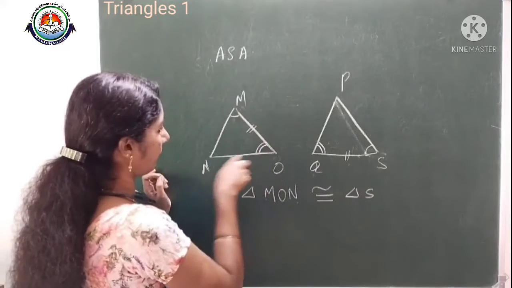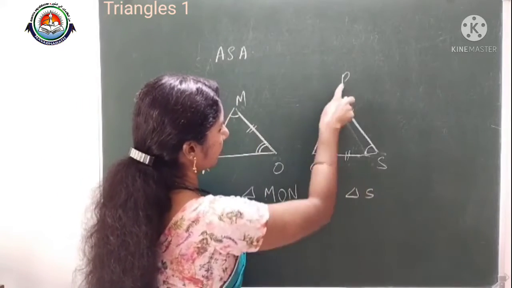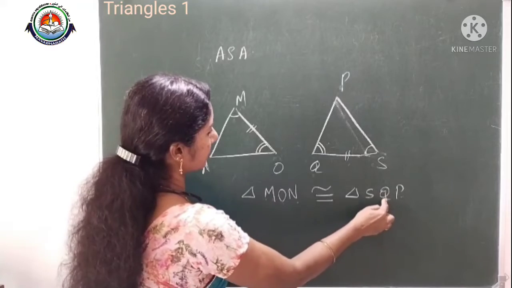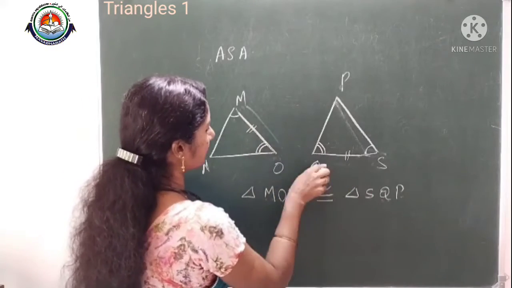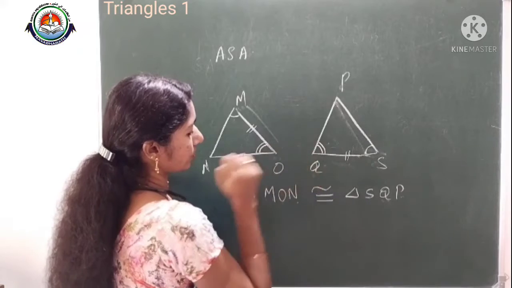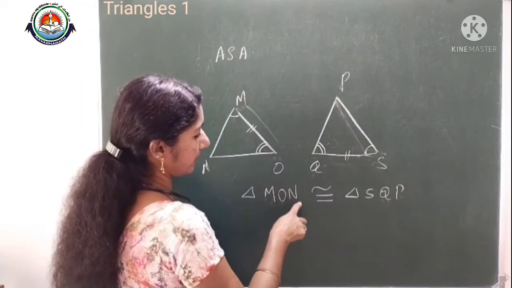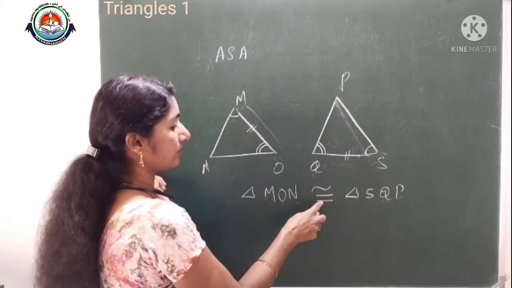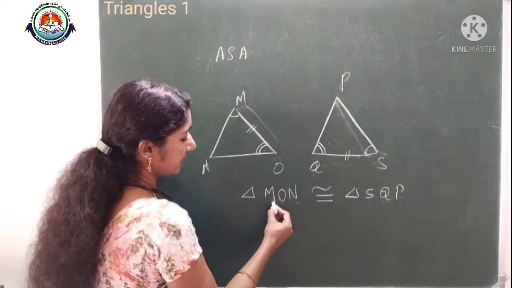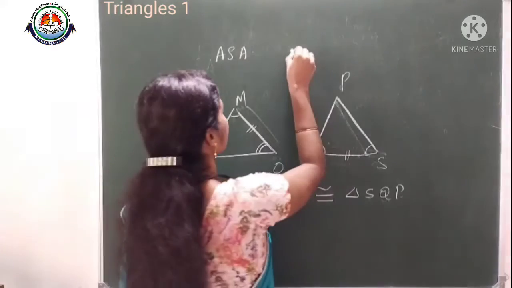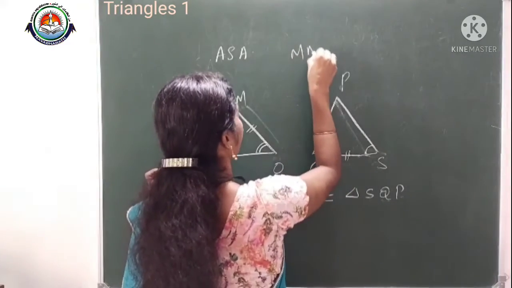So, for MON we will get SQP, since MO is equal to SQ, and M's corresponding angle is S, and O's corresponding angle is Q. So that's why we wrote triangle MON congruent to triangle SQP. They are congruent.